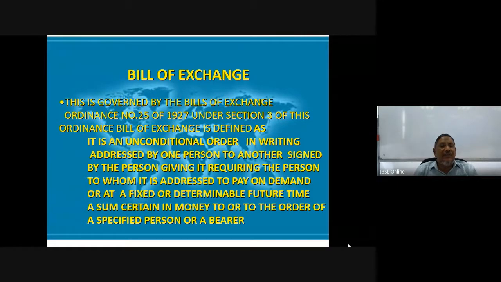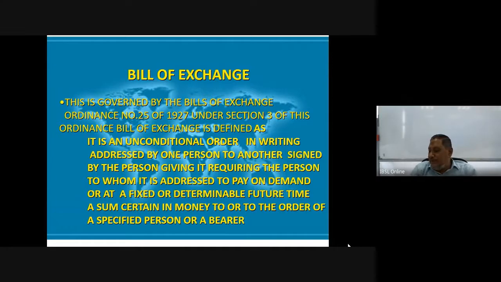Under Section 3 of this ordinance, a Bill of Exchange is defined as an unconditional order in writing addressed by one person to another, signed by the person giving it, requiring the person to whom it is addressed to pay on demand or at a fixed or determinable future time a sum certain in money to or to the order of a specified person or a bearer.